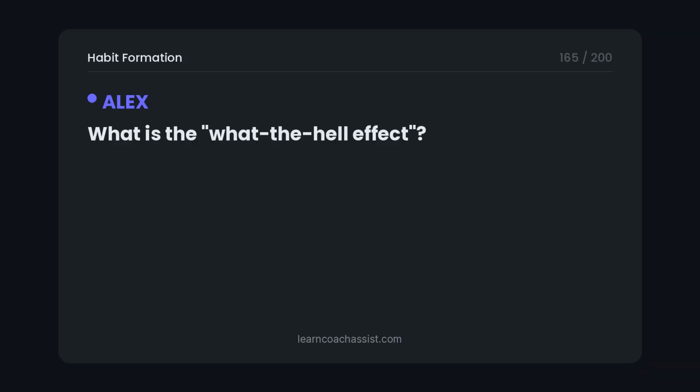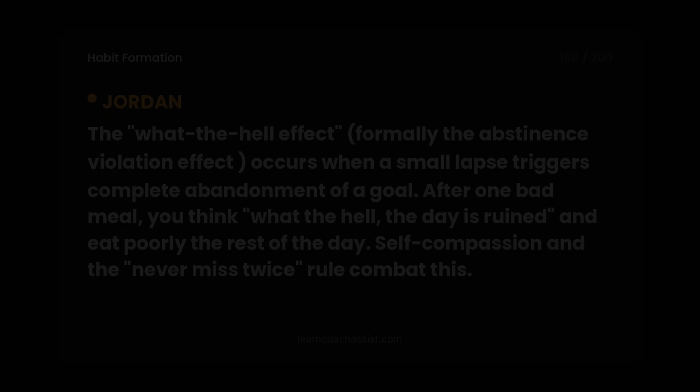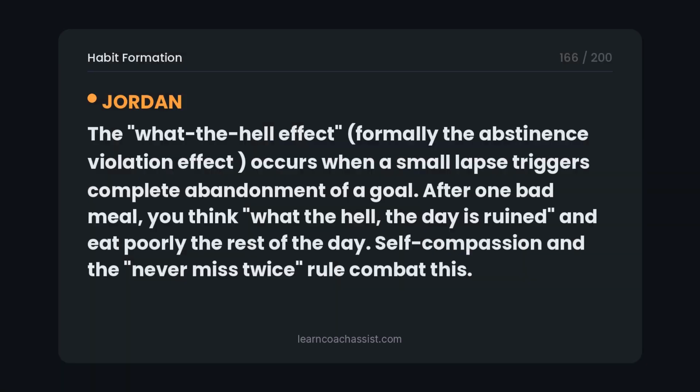What is the "what the hell" effect? The "what the hell" effect, formerly the abstinence violation effect, occurs when a small lapse triggers complete abandonment of a goal. After one bad meal, you think "what the hell, the day is ruined," and eat poorly the rest of the day. Self-compassion and the never miss twice rule combat this.